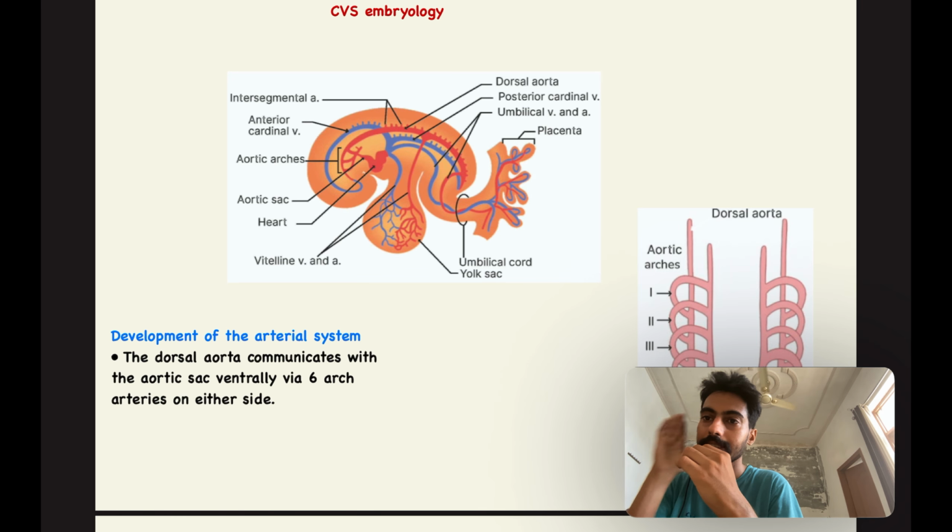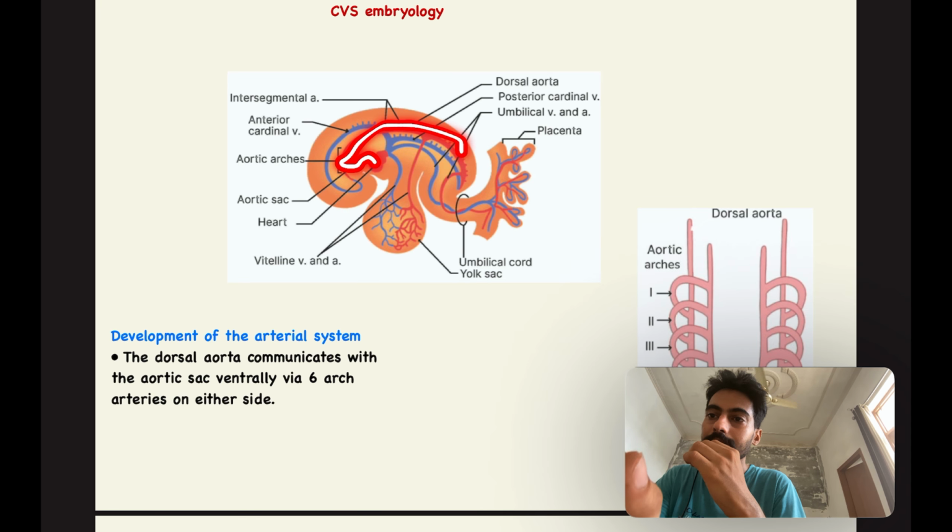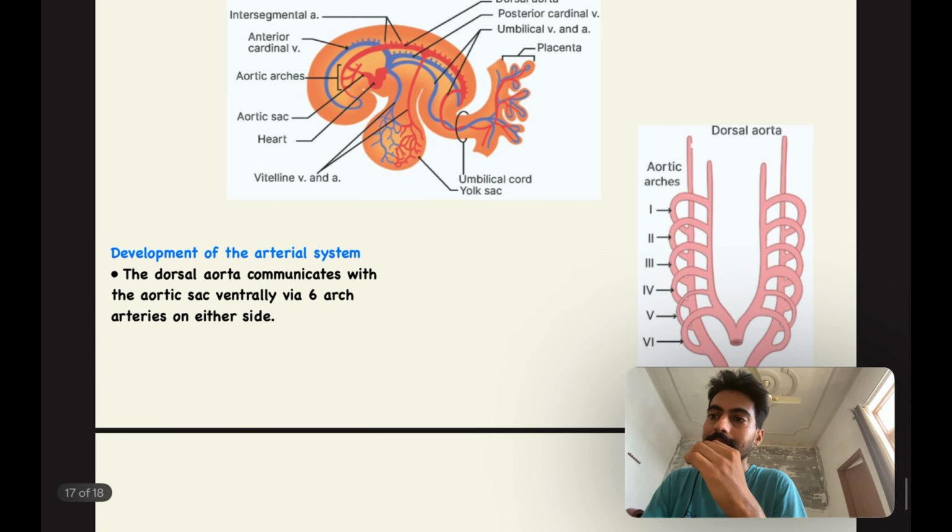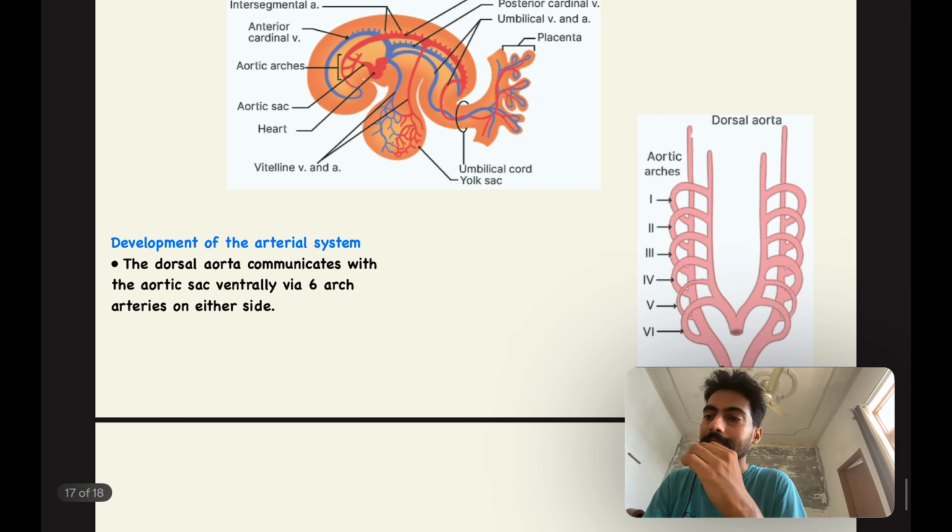In blue color this is the venous system, in red color this is our arterial system, and mainly this artery is known as the dorsal aorta. This is the dorsal aorta, and it is present, as the name suggests, dorsally, and anteriorly it is connected with the aortic sac. So it looks something like this. Here is our aortic sac, and posteriorly our dorsal aorta.